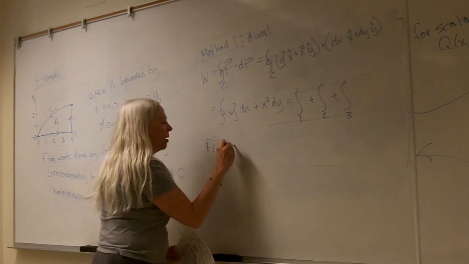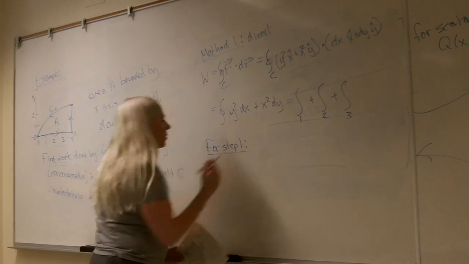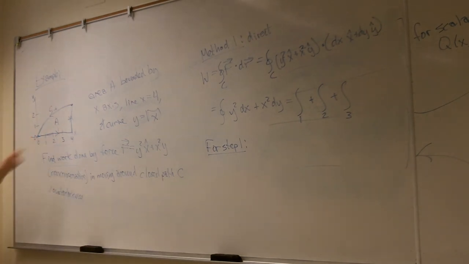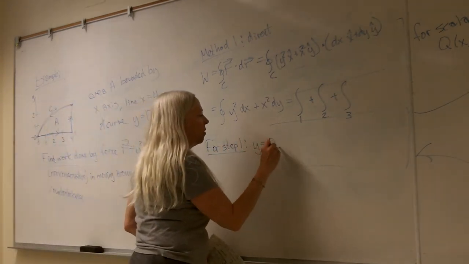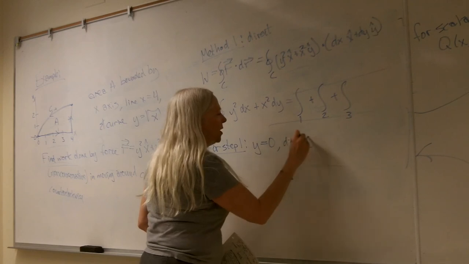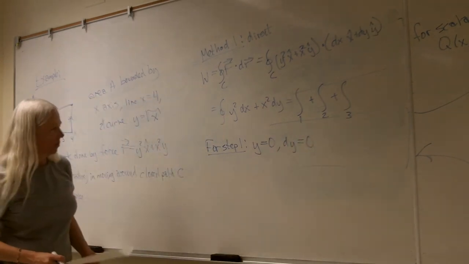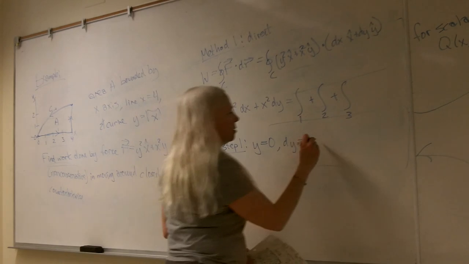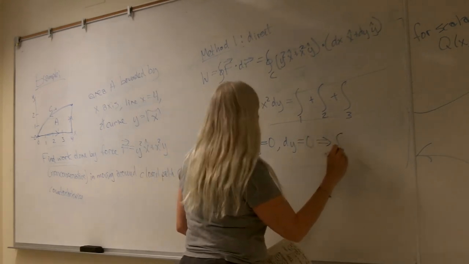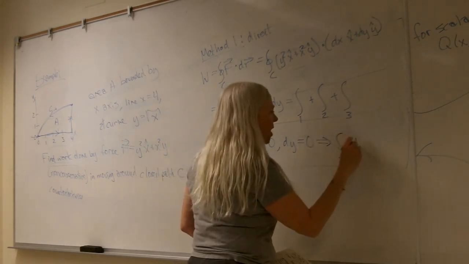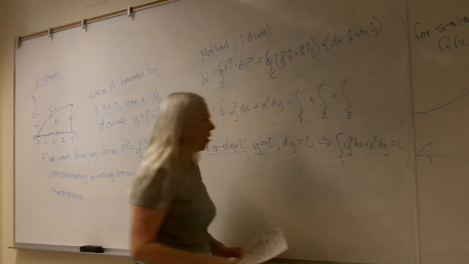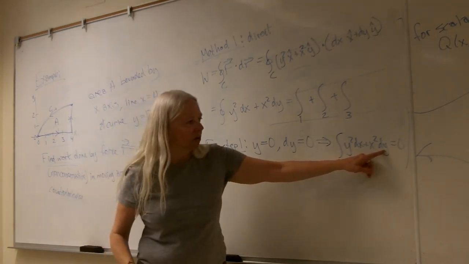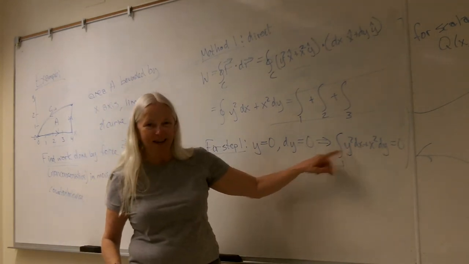Okay? So step one. Step one, we're moving along the x-axis, okay? So y is being held fixed at the value of 0. And since y is fixed, dy is 0. So the integral of y squared dx plus x squared dy along step one will be 0. This term is 0 because dy is 0. This term is 0 because y is 0.